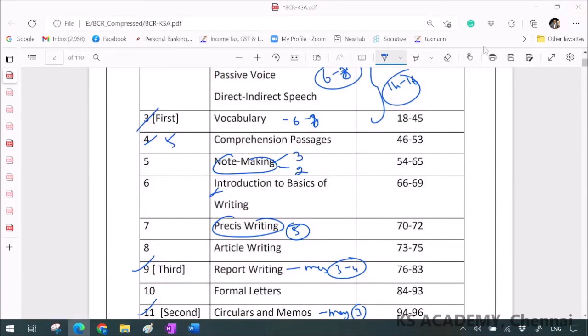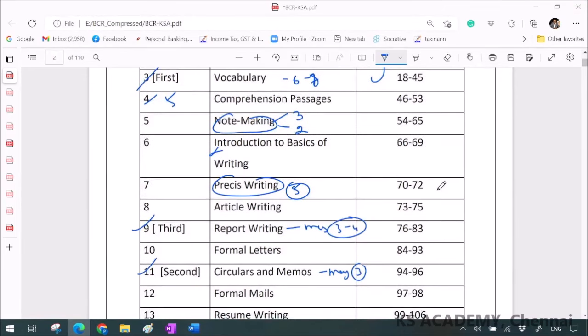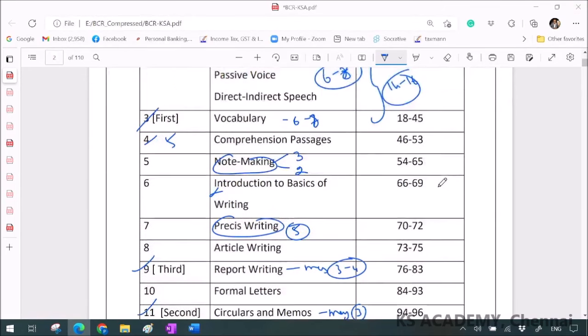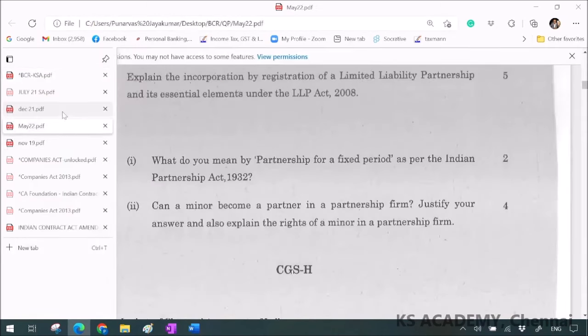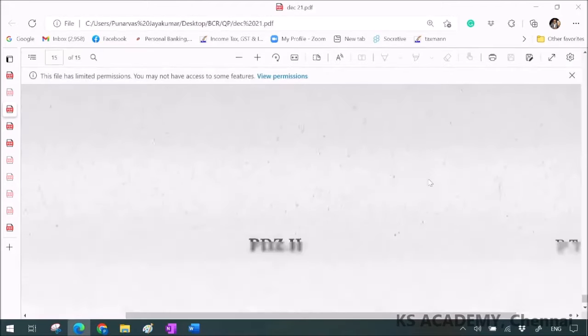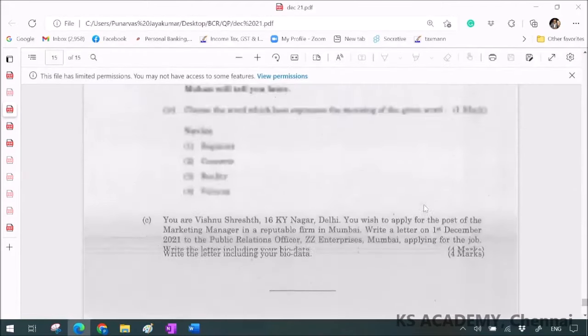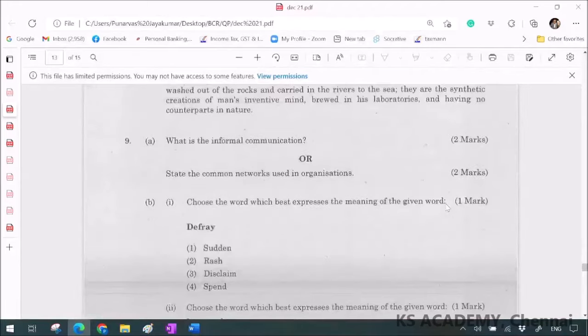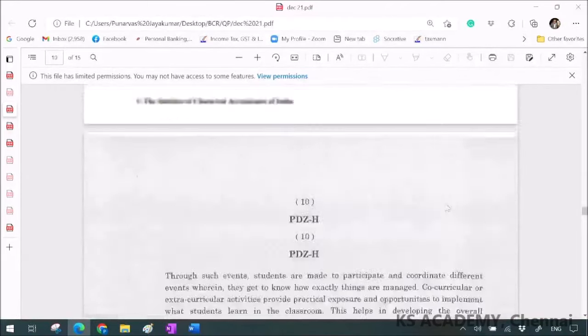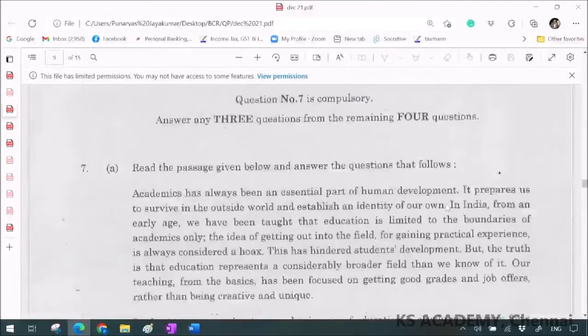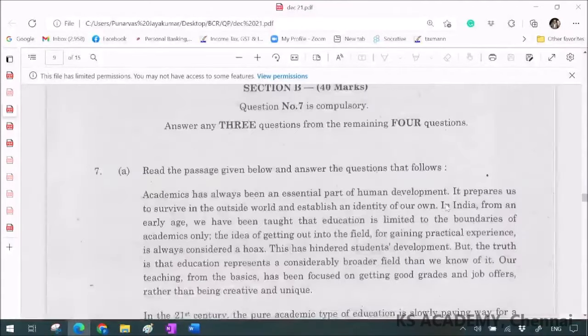We will do that, but for that first we should finish the comprehension passages which we were doing. So comprehension passage, some 2 we did. If you see any such paper, let's say May 22 or December 21, what type of passage they have asked, let's try to understand. If you check, always 100% question is 7A. They can ask you any such question.